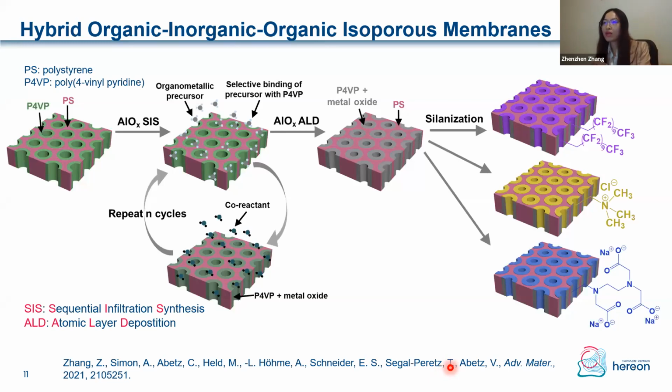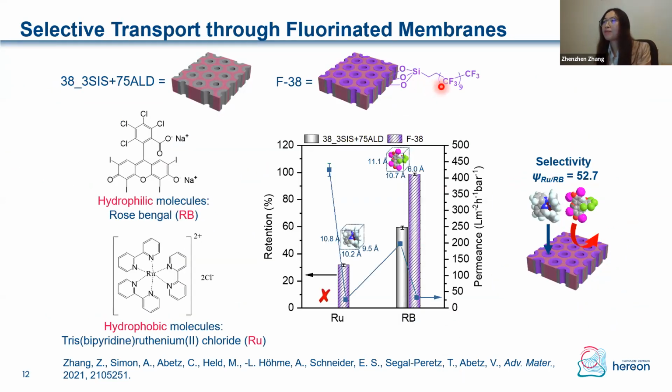And now we are wondering about their separation performance. Here is a fluorinated membrane, and we used two molecules with similar size, around 1 nanometer, but different hydrophilicity. One is hydrophilic, another one is hydrophobic. So after passing through the membrane, we can see the hydrophilic molecules were highly rejected, while the hydrophobic molecules can pass through the membrane. We got a very exciting selectivity.